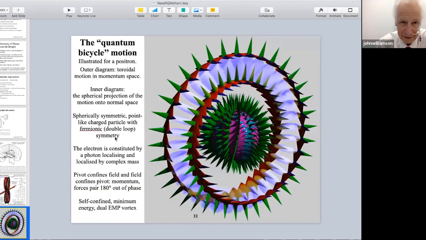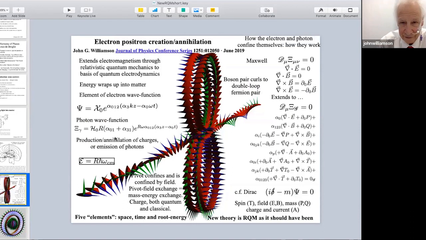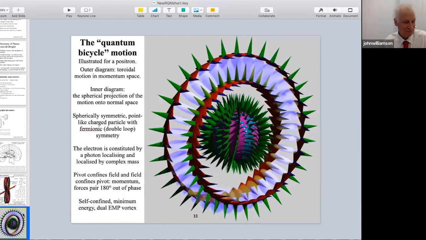Right. So this looks like a donut we have here, but electrons are not donuts. And in fact, the motion is not a little electron running around a donut, as I have misrepresented as saying on many occasions. The reason is that the electron has nothing to rotate about but itself.